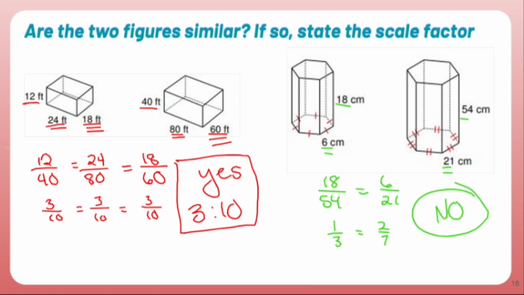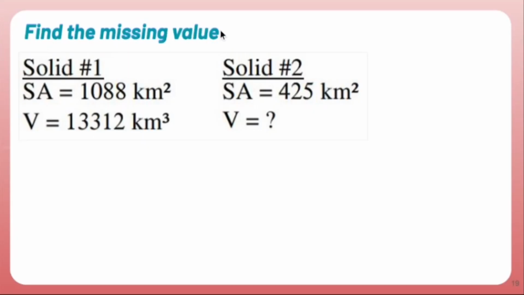Very similar to if you have flat shapes, if you have 2D shapes. You just have to do a few more things if you want to do 3D shapes. Find the missing value. All right, I've got two solids, no picture. I've got the surface area of solid 1 and the surface area of solid 2. I have the volume of solid 1, no volume for solid 2. This guy bigger than that guy, big, small. Now, these are similar figures, so I'm thinking ratio thoughts. But this can't be just easy.